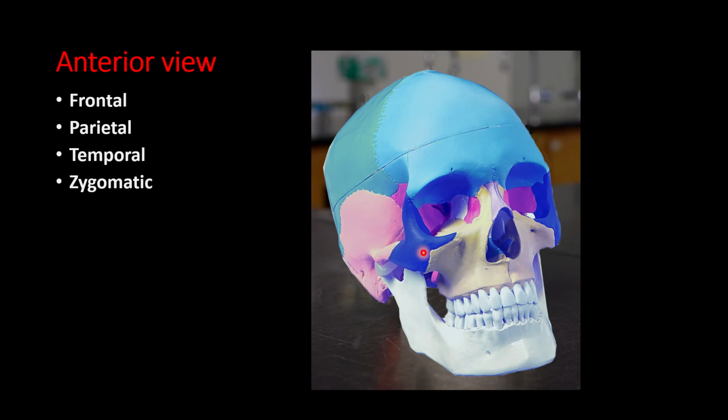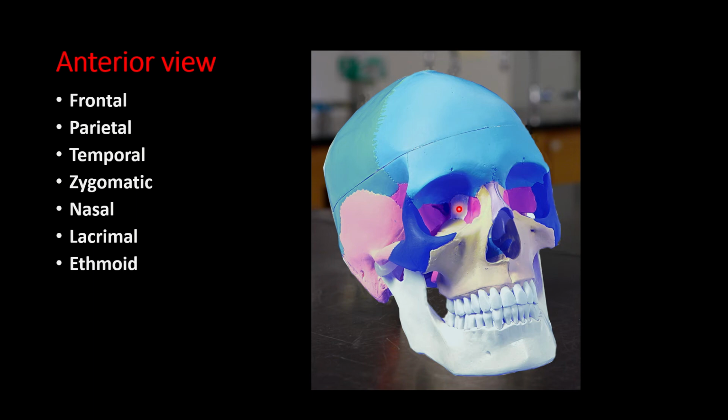Zygomatic is located more anteriorly. It's the cheekbone, so located anteriorly, and also it is two of them. Nasal bone, there's two of them. That's making the bony part of the nasal bridge. Then you have the maxilla, which is this area, but this whole bone is maxilla. So then you have the lacrimal bone.